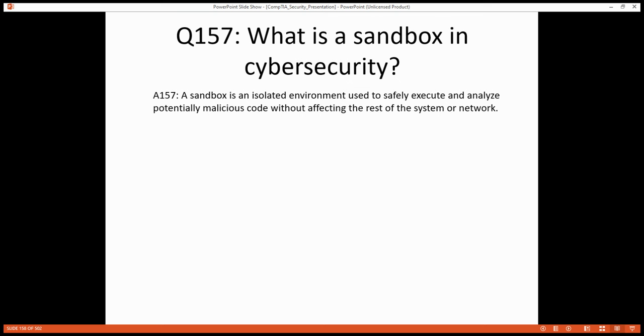Q157. What is a sandbox in cybersecurity? A157. A sandbox is an isolated environment used to safely execute and analyze potentially malicious code without affecting the rest of the system or network.